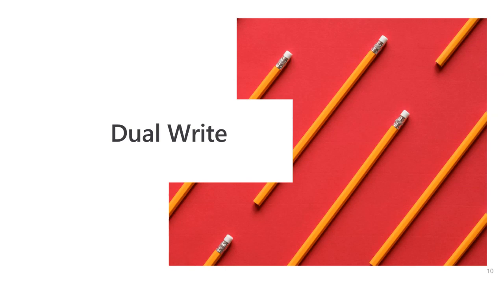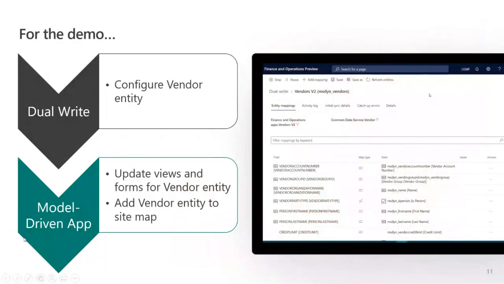So starting out with dual write. You saw just one piece that was using dual write in my demo today, but I've also got order to cash set up as well, which I didn't show. But in my case, I enabled dual write for the vendor entity. That's a native entity that's already mapped out there. It exists in the common data service, so I didn't need to do anything special other than enable that entity for mapping.